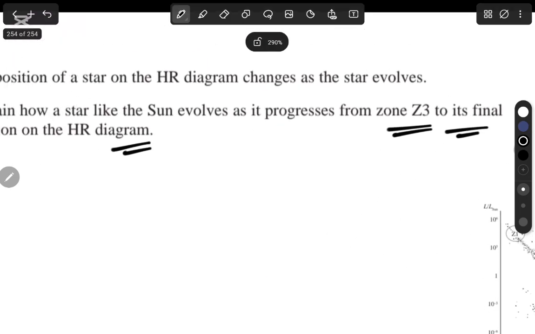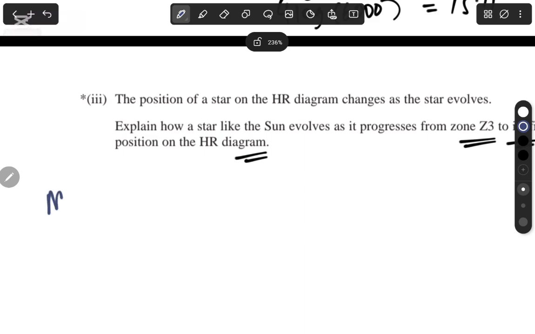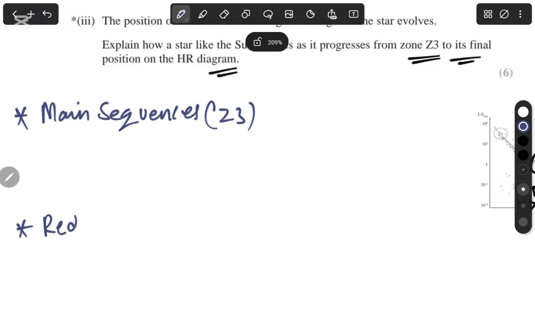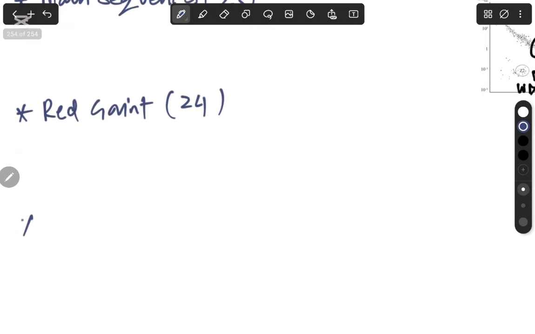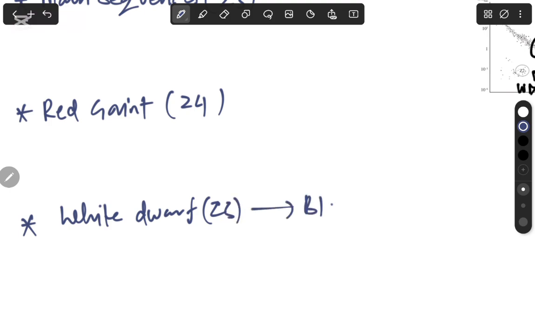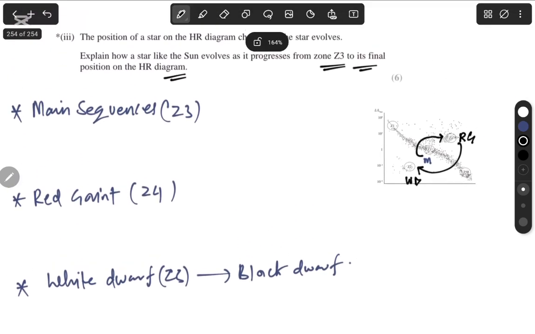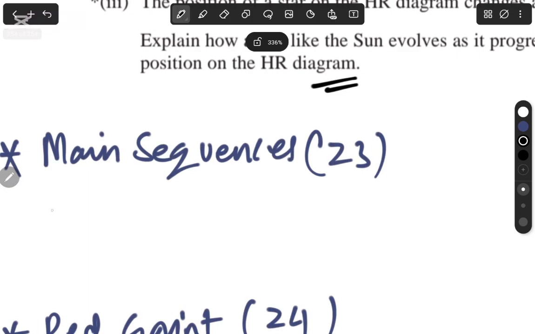So it's going to go from its main sequence. I'll explain all of this. Let's just divide it into a couple of parts. So main sequence, which is Z3, and then it's going to go into red giant, which is going to be Z4, and then finally the sun will become a white dwarf in Z5, and then eventually it will become a black dwarf. And the temperature will decrease. So this is how you should structure it.